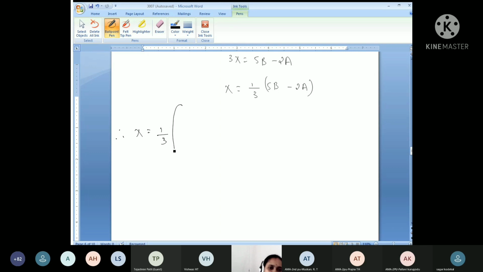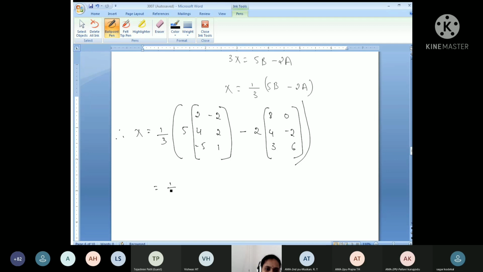X is equal to 1 by 3 of 5 into matrix B. Let me write matrix B. What is B? B is 2, minus 2, 4, 2, minus 5, 1. Minus 2 into matrix A, which is 8, 0, 4, minus 2, 3, 6.